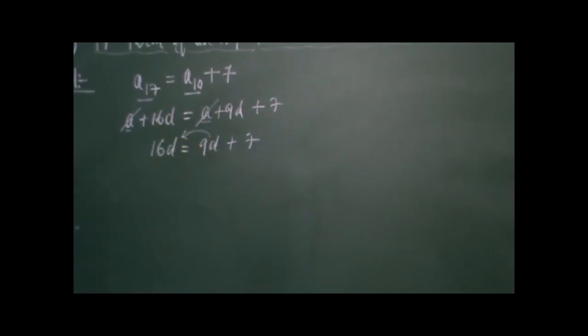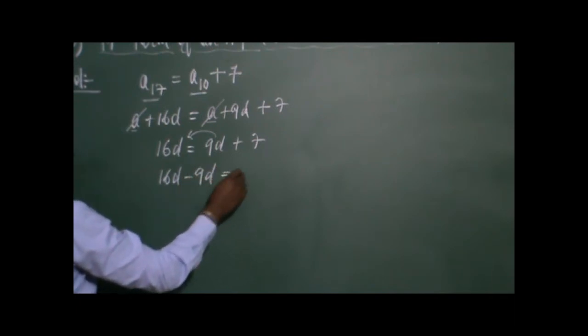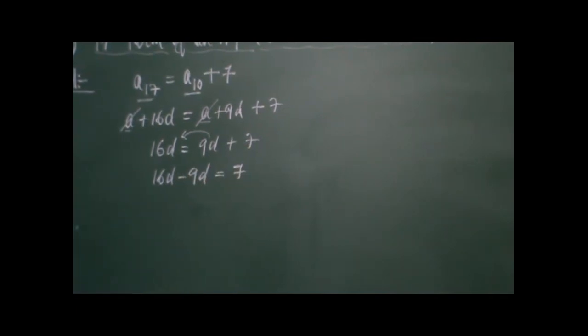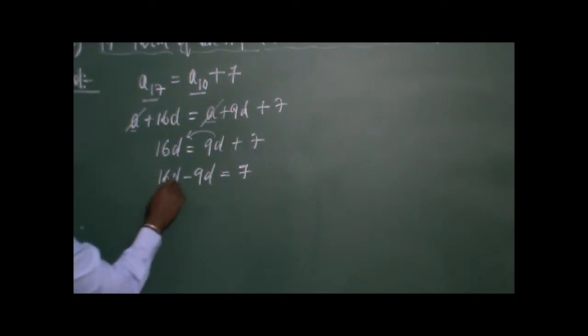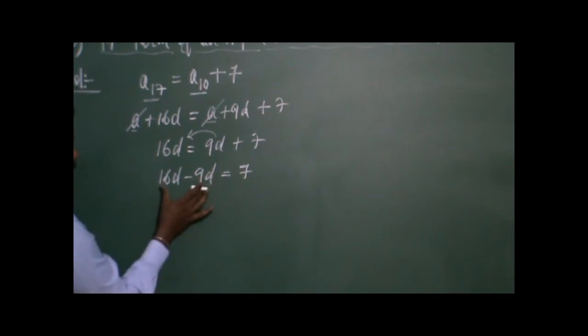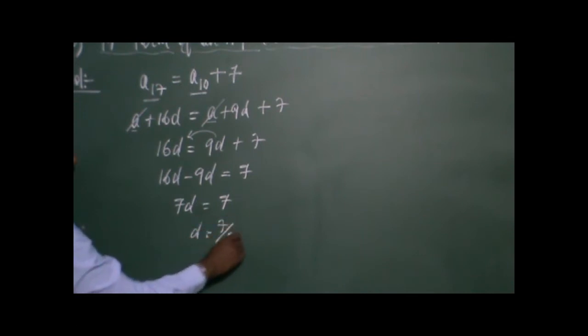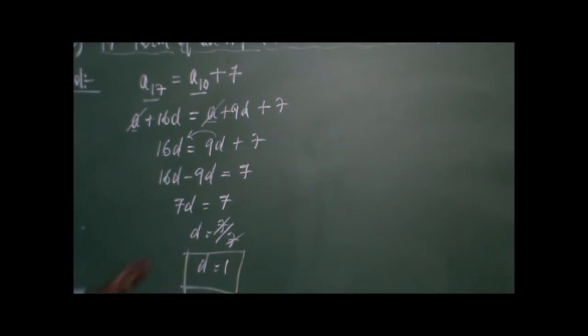Transpose this 9D to the LHS. So 16D minus 9D is equal to, remaining thing is 7 here. So 16D minus 9D is equal to 7 is the remaining thing. So we have to subtract 16D minus 9D. So that comes to 7D is equal to 7. So D is equal to 7 by 7. It cancels. So D is equal to 1. So what is the common difference of this AP? D is equal to 1. So common difference is 1.